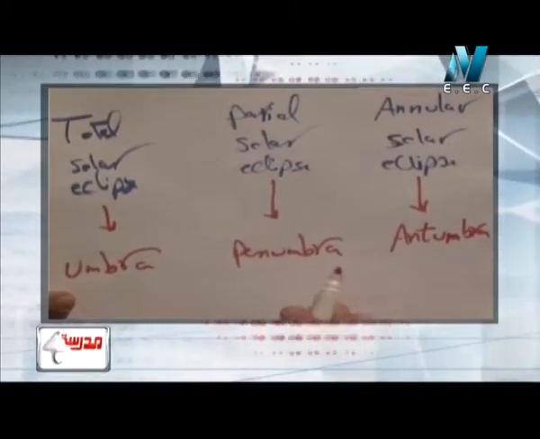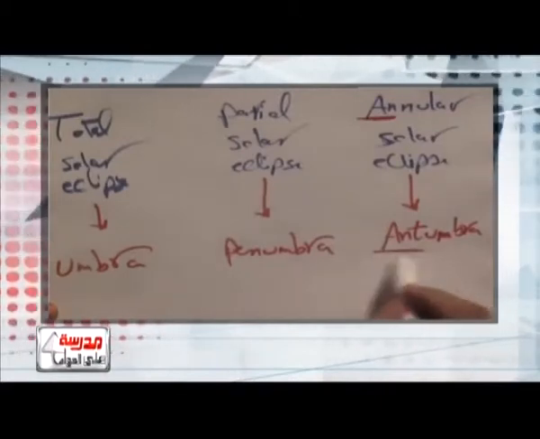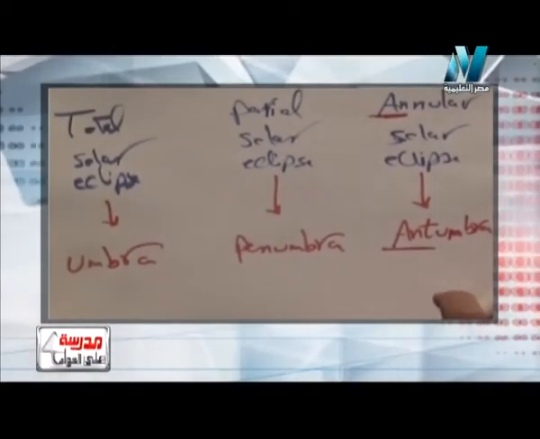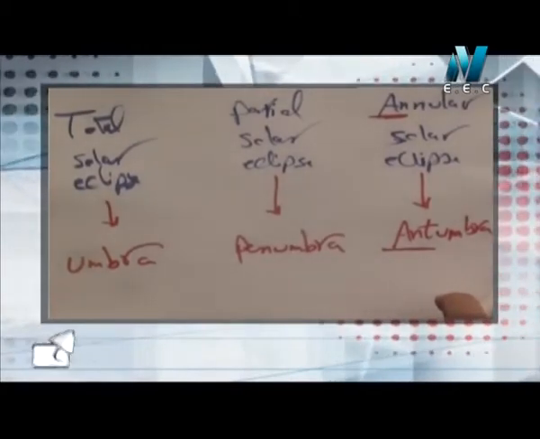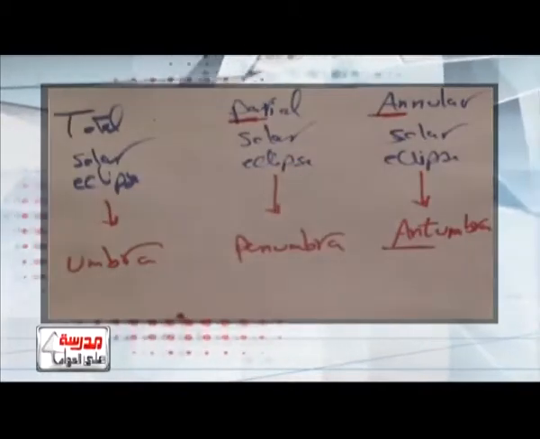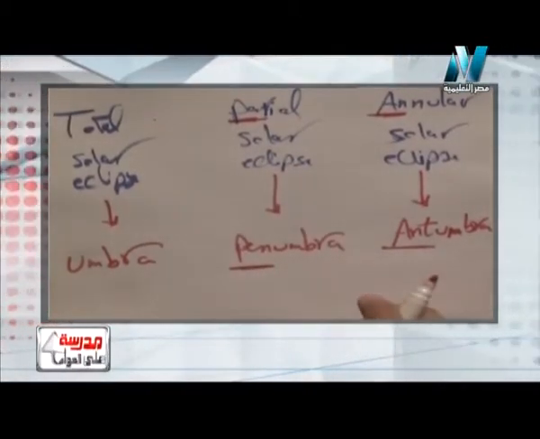of them. Look here, annular begins with the letters an and antumbra begins with the same letters an. So we take good care. Annular eclipse happens in the area called antumbra and both of them begin with the letters an. Partial eclipse happens in penumbra and the two begin with the letters pn.